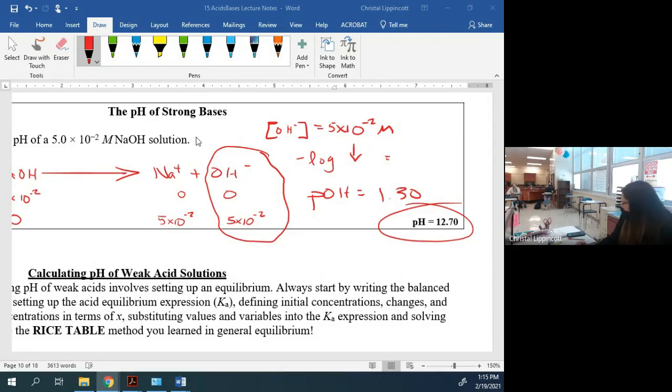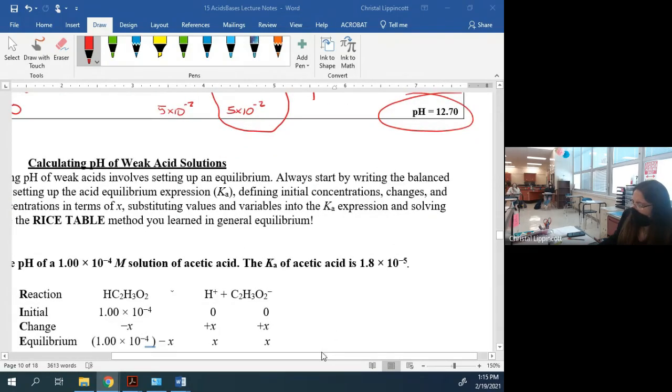Those should be a review of last year. We touched on that very, very briefly at the end of last year. But all of those formulas, everything are on the back side of your periodic table formula sheets. Okay. All right. Now we get to the fun stuff.